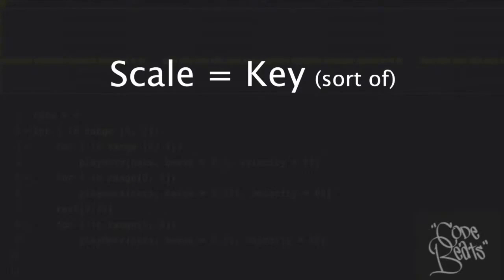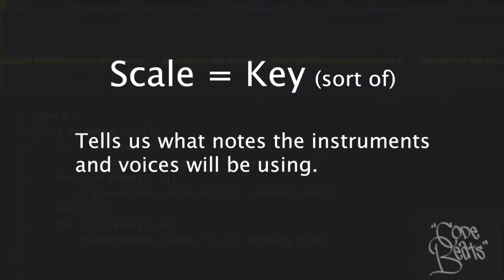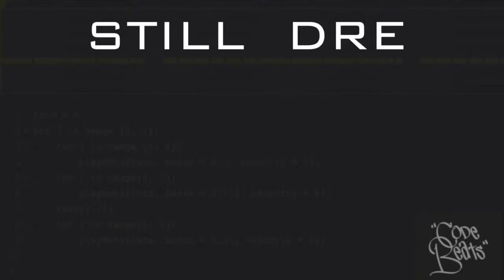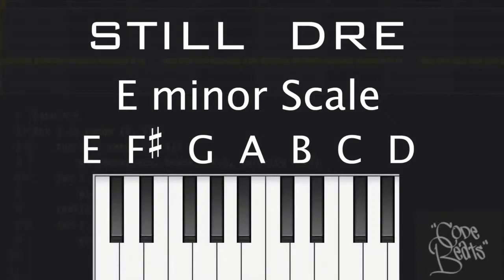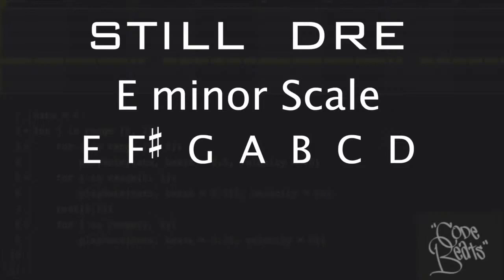So, if we know what scale or key a song is in, we'll know what 7 notes every instrument and voice will be using to make the chords and bass line. The scale used in Still D.R.E. is called E minor, which means it uses all the musical letters starting on E, and in this case has 1 sharp, which is on F sharp. It sounds like this. We'll draw from those same notes to make a melody that'll fit well and sound good.